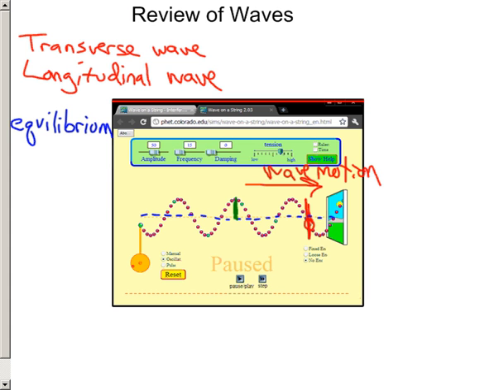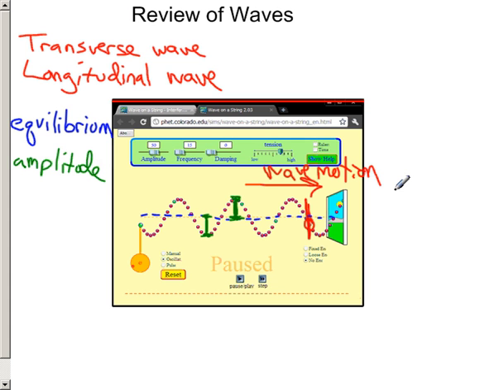And that distance measured from equilibrium to the maximum, or from equilibrium to the minimum, is something called the amplitude of the wave. The amplitude is always measured in units of distance: centimeters, meters, feet, that kind of thing.